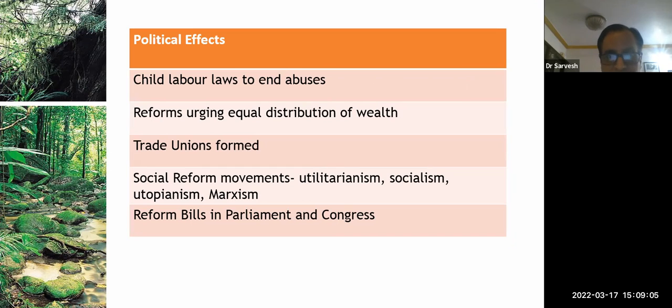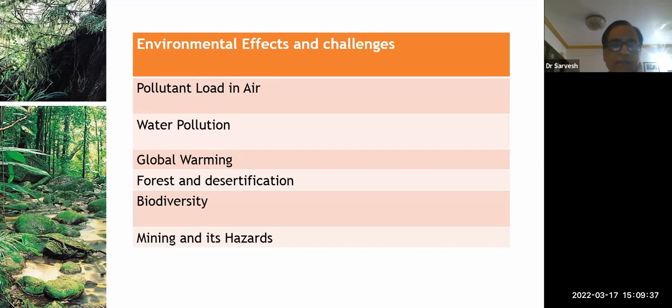It also touched the political arena, because of so much labor usage. Labor laws were enacted to end labor abuses. Reforms were also required for the equal distribution of wealth, and trade unions were formed for bargaining power, for their own living wages and living conditions. Many reform movements took hold, and reform bills were presented in parliament.